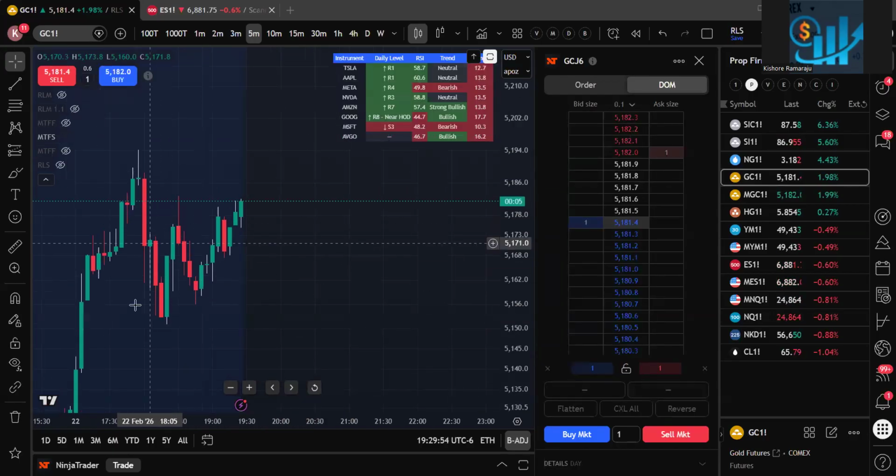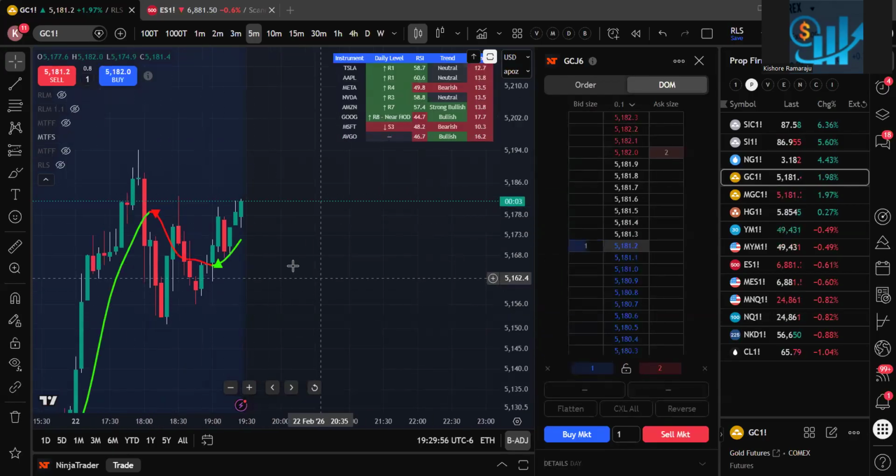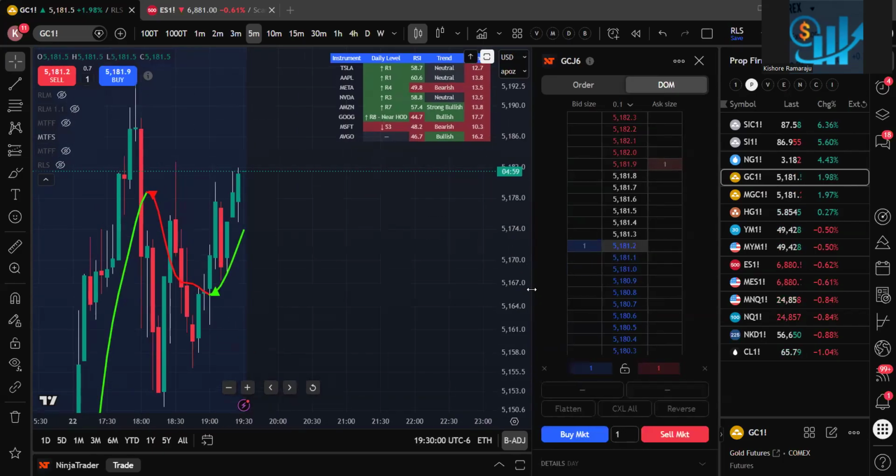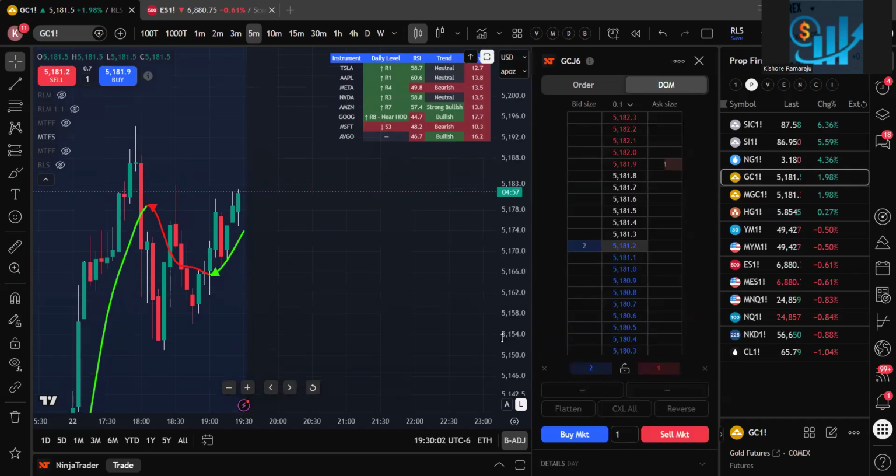So when the setup is strong, if you have a personal account, or as you gain more and more confidence, you can also do minis, or you do more, 3 or 4 micros.